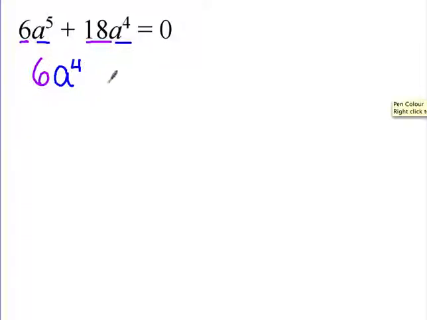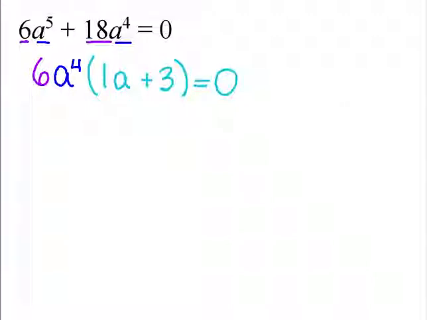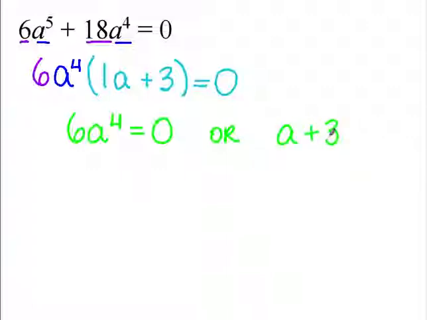So now I need to think to myself, 6 times what gives me 6? 1. Okay? And then a to the 4th, and I started with an a to the 5th. How many a's are left? 1. Good. Okay? 6 times what number will give me 18? 3. I started with an a to the 4th. I took out an a to the 4th. Nothing's left. So according to my zero product property, either 6a to the 4th equals 0 or 1a plus 3 equals 0.